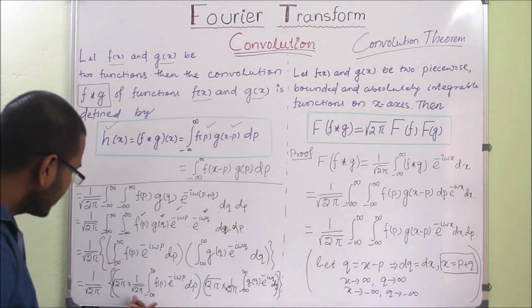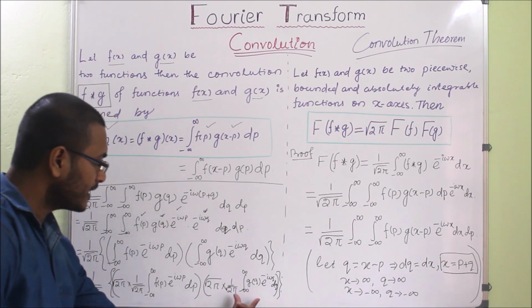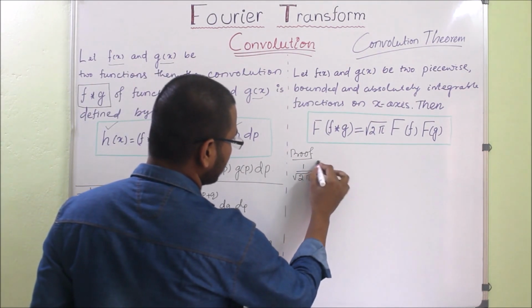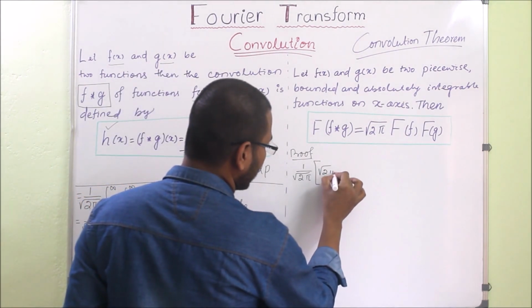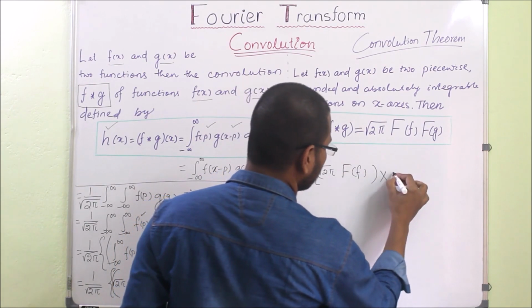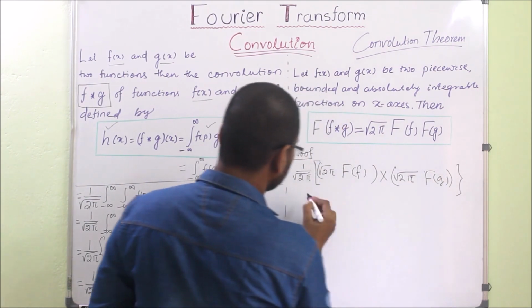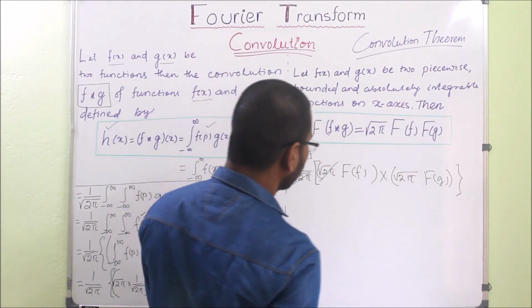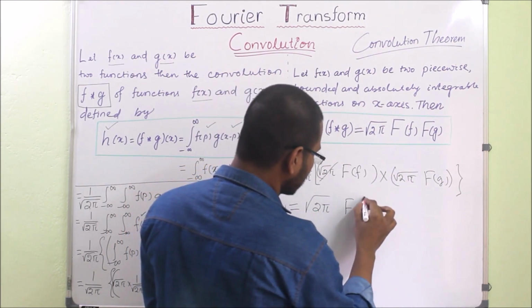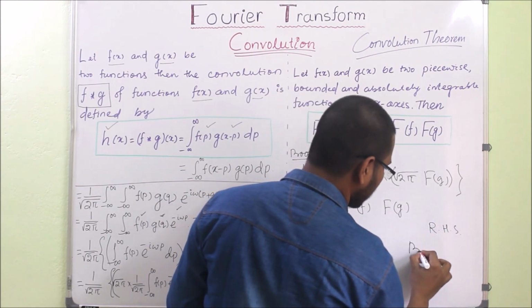Now we see this factor is the Fourier transform of f, and this factor is the Fourier transform of g. So we will replace and write that. Now the factor 1 by square root of 2 pi will remain the same. Then inside the bracket it will be square root of 2 pi into Fourier transform of f, this into square root of 2 pi Fourier transform of g. Now this square root of 2 pi and the first square root of 2 pi will cancel out, and finally we will get square root of 2 pi into Fourier transform of f into Fourier transform of g, which is our RHS, and hence the formula.